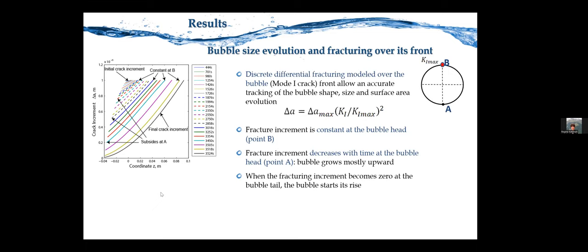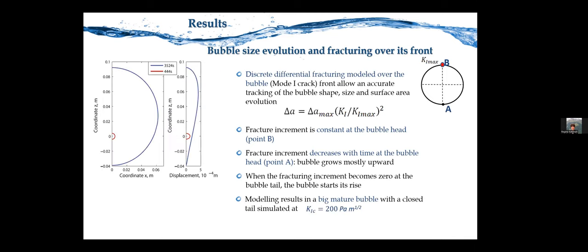So those are just the initial verifications and comparison. And here is a simulation. A simulation was conducted, and the bubble shape like an inverted teardrop was produced. The simulation was conducted with this fracture toughness of 200 Pascal per square meter. What is interesting is that the shape is completely correct, but the size is very big. The size of this bubble is about 13 centimeter. So it was unclear why this simulated bubble is so big.